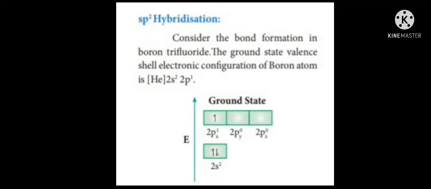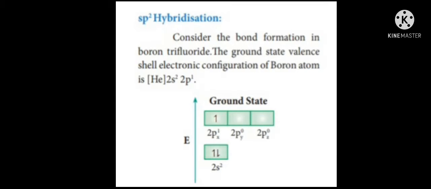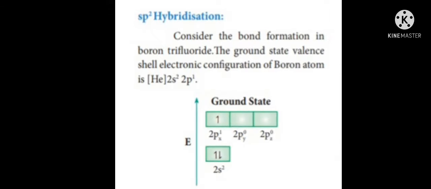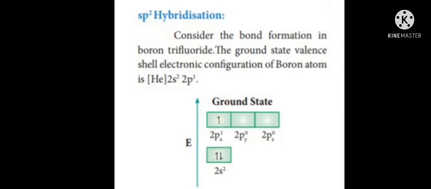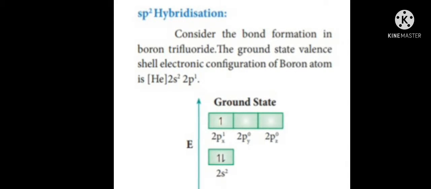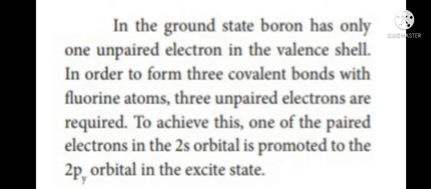Here, boron with atomic number 5. The ground state valence shell electronic configuration of boron atom is the stable electronic configuration of helium, 2s2 2p1. In the ground state, boron has only one unpaired electron in the valence shell. But here we are having three boron-fluorine bonds.